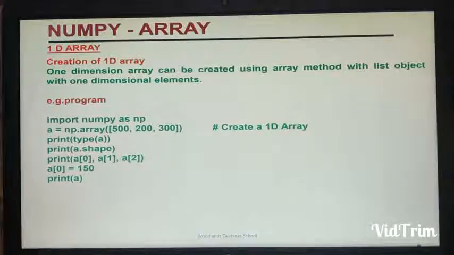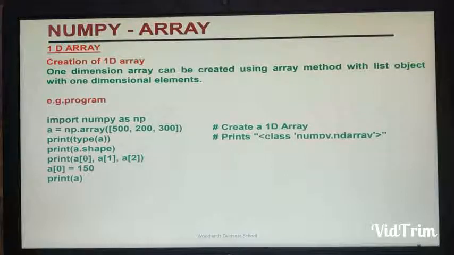Now in this array, I have given 3 elements, 500, 200 and 300. And don't forget that here we have to use these square brackets. Then only it will give output. Otherwise error will come. So don't forget square brackets. This statement will create 1D array and will store it in this variable a. So if you write type(a), type is a method that will tell what is the type of this a. So output will be numpy.ndarray, because we have created an array.